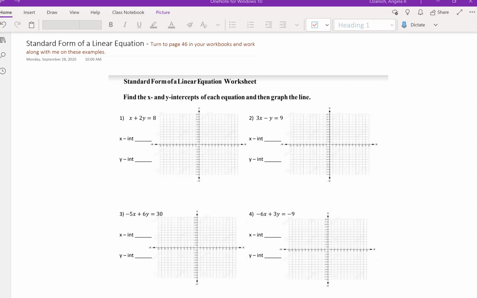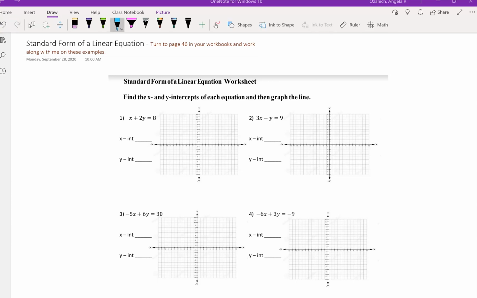All right, here we go, guys. We are going to fire it up this week and learn what it means to have the standard form of a linear equation. So you guys can turn to page 46 in your workbooks and follow along with these examples.